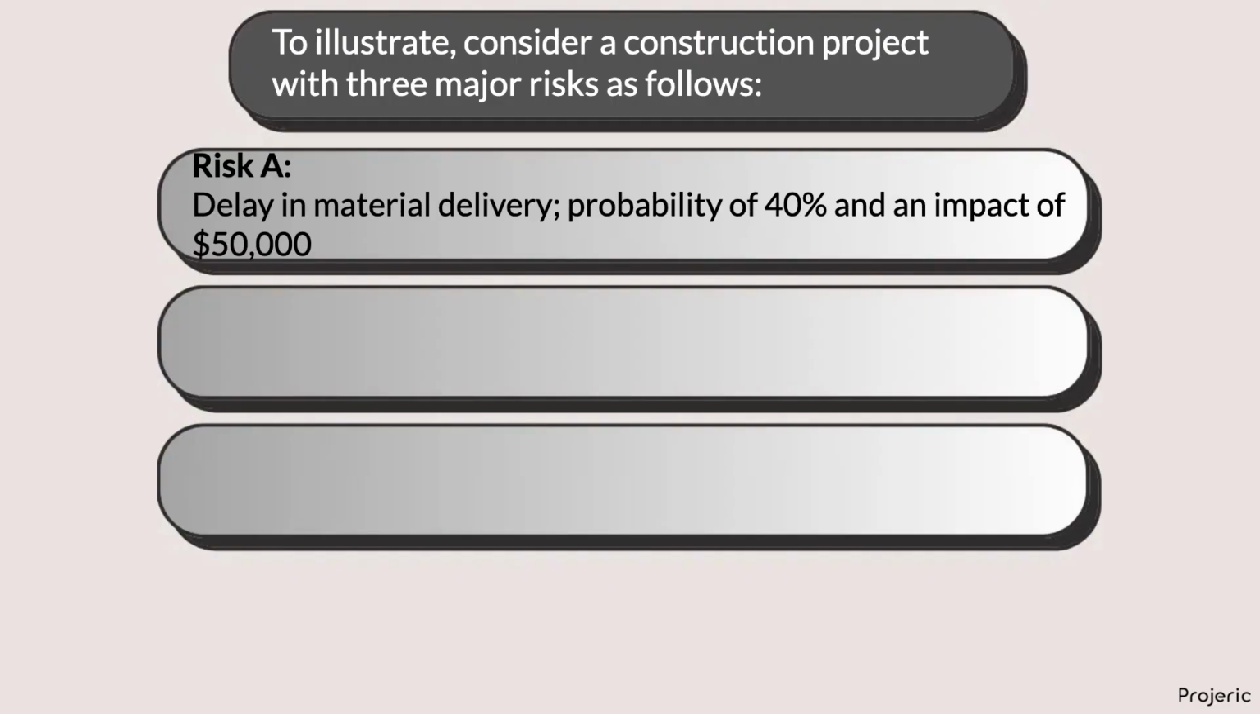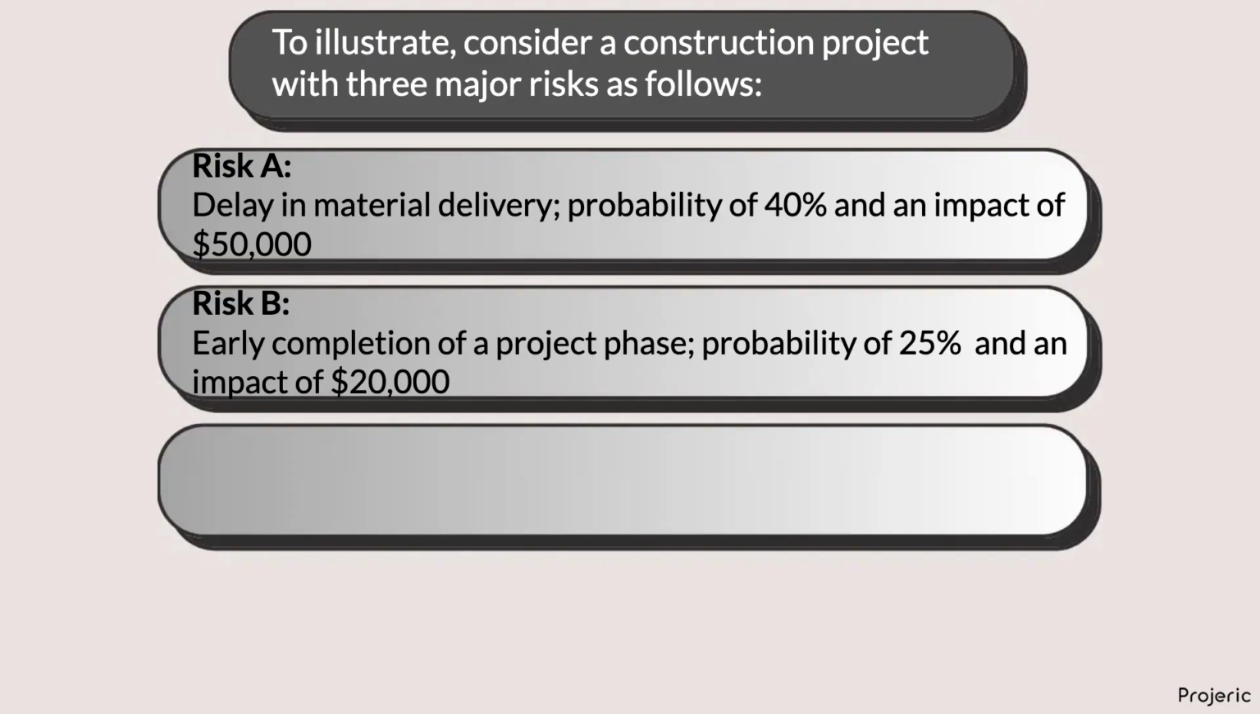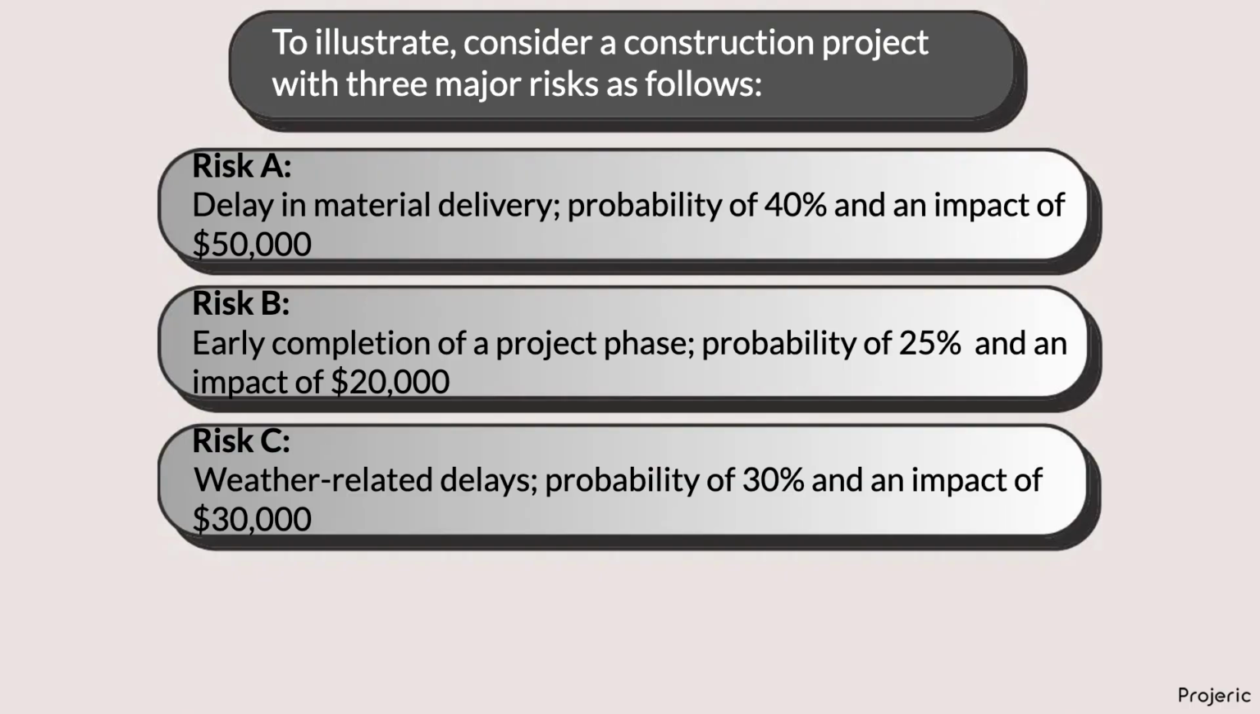Risk A, delay in material delivery, has a probability of 40% and an impact of $50,000. Risk B, early completion of a project phase, has a probability of 25% and an impact of $20,000. And Risk C, weather-related delays, has a probability of 30% and an impact of $30,000.